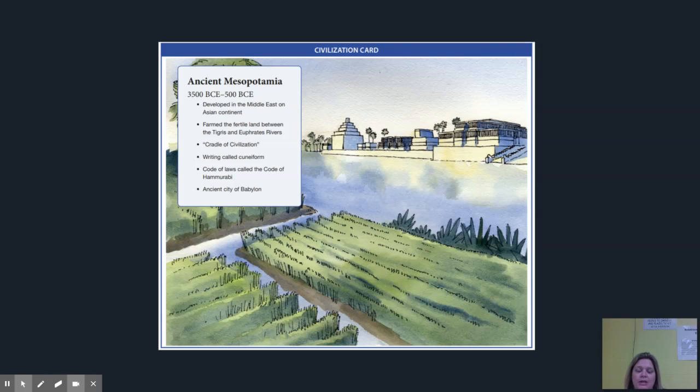Now, the land is in between the Tigris and Euphrates. The Tigris is on top. The Euphrates was on the bottom. So ancient Mesopotamia was like right there in the middle. It was the cradle of civilizations, kind of like where it started. They had a writing that was called cuneiform, and they would write on papyrus, which was paper made out of reeds and stuff. And they had a code of law called the Code of Hammurabi. Now, Hammurabi was serious about following the rules. This is where you get an eye for an eye and a hand for a hand, because he literally thought if you stole something from somebody, then you get your hand chopped off. So his rules are very interesting when you get to study them. And then the ancient city of Babylon was in Mesopotamia.